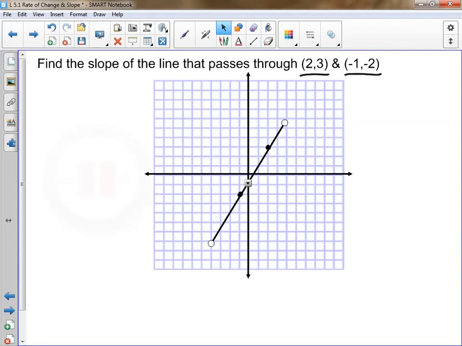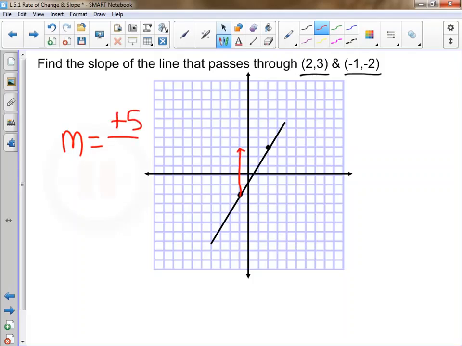now you can calculate the slope by finding the rise over the run. I'm going to rise up 1, 2, 3, 4, 5. That's up, or positive 5. And I'm going to run 1, 2, 3. That's 3 to the right, so that's positive 3. The slope, therefore, is 5/3, or 5 over 3.